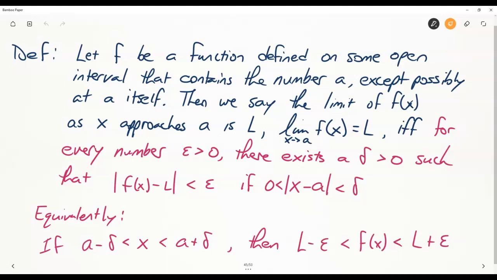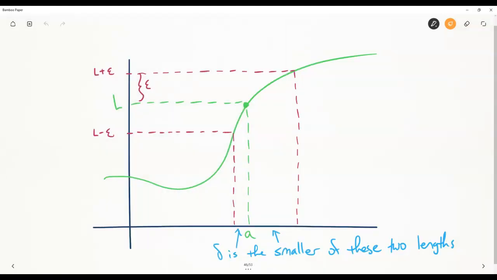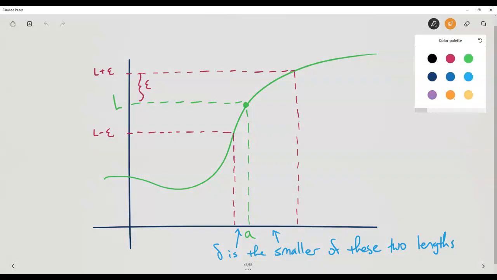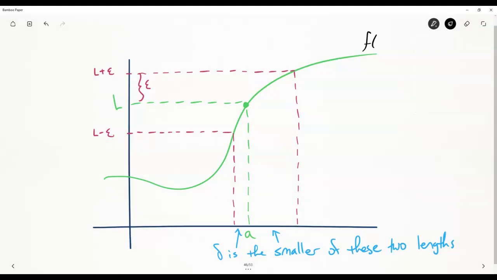Now, there's a lot of symbols here and absolute values and inequalities. Probably the best way to imagine this is just looking at the picture and seeing what happens. Okay, so the green line is our curve. That is f of x. So let me put that up here. So this is f of x.